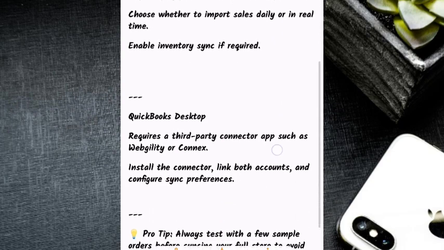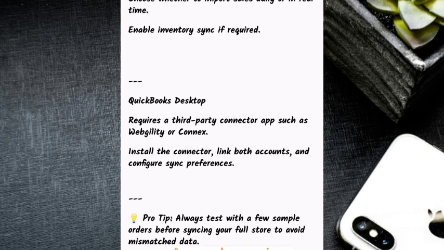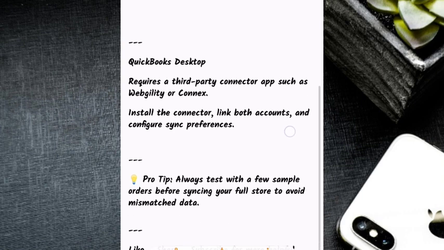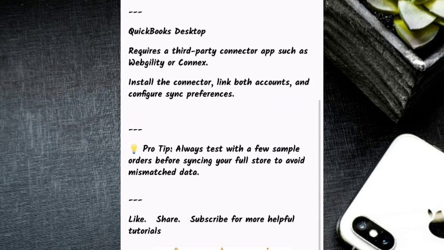For QuickBooks Desktop, this requires a third-party connector app such as WebGility or Connex. Install the connector and then link both accounts and configure syncing preferences. A pro tip is to always test with a few sample orders before syncing your full store in order to avoid mismatched data.